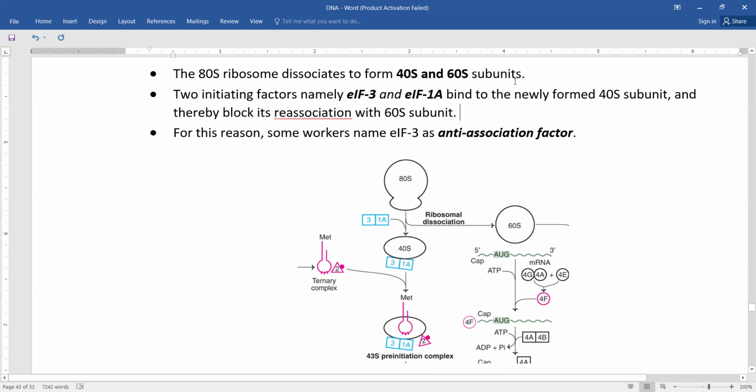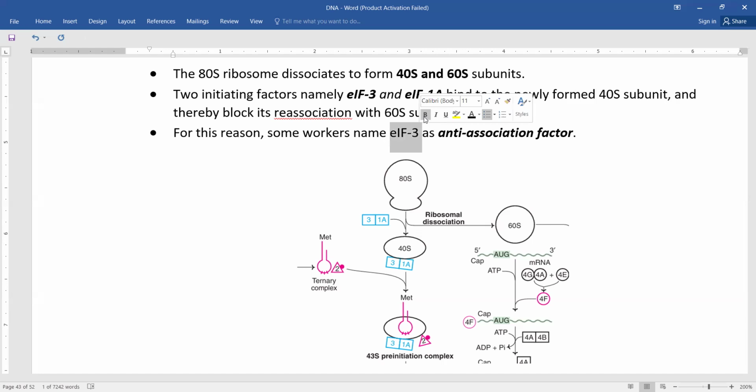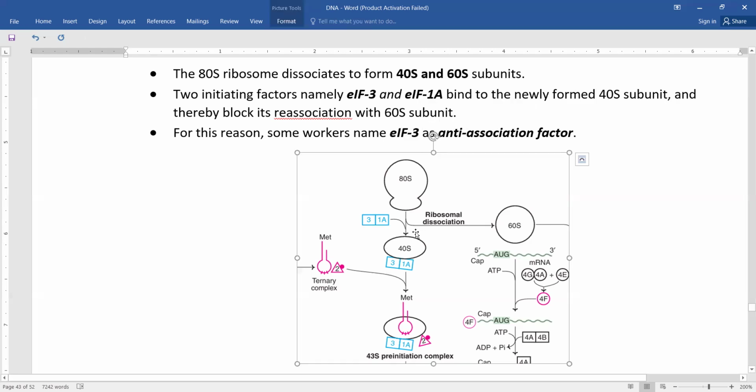Okay, so these are the initiation factors. They bind to the smaller subunit of the ribosome. For this reason, some workers name EIF3 as the anti-association factor. Because they prevent these two from forming the 80S again; it temporarily prevents them from reassociating.